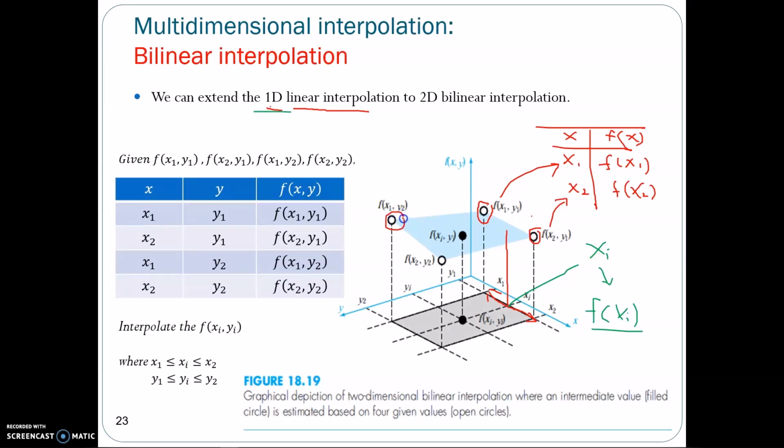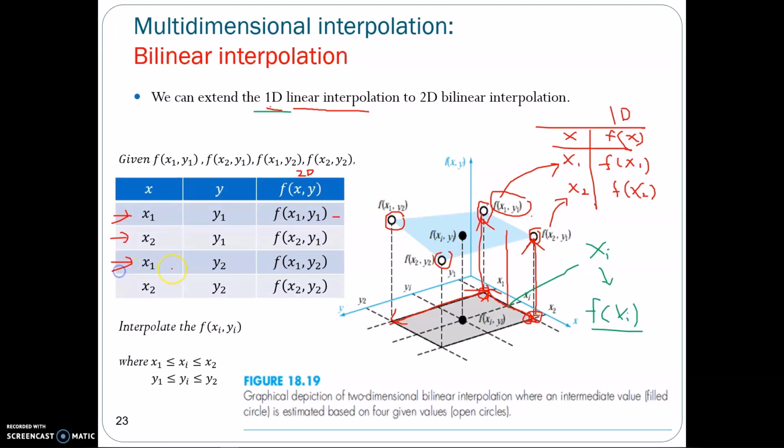If the function is also given here in the y direction, then your function is no longer 1D, which is in the x direction, but in 2D, in xy direction. For the first point, you have x1, y1, which is located over here, and the function for x1, y1 is this value. For the second point, you have x2, y1, which is located over here, and the function for the x2, y1 is this value.